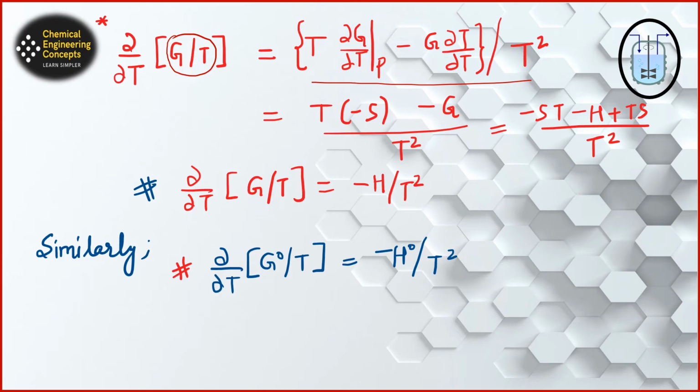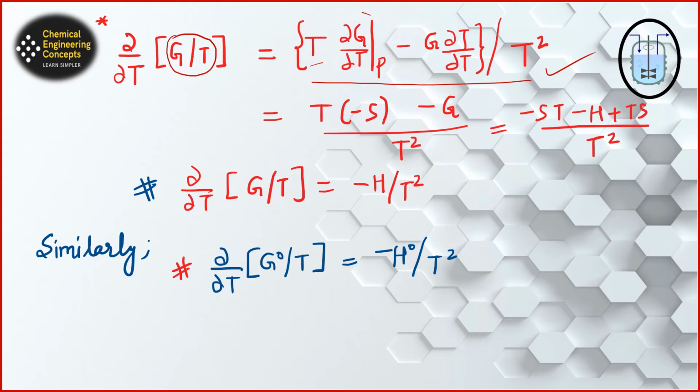Actually, this is the simple differentiation, right? This is division differentiation. The denominator multiplied by the differentiation of the numerator, minus the numerator multiplied by the differentiation of the denominator, divided by the denominator square, right? This I think you should know, right?